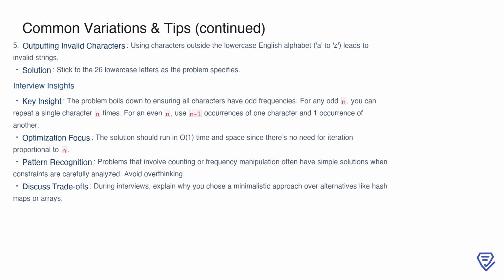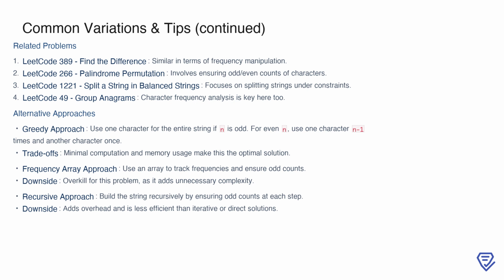In terms of optimization, the solution should run in constant time and space, as there's no need for any operations proportional to n. Finally, this problem is an excellent example of how analyzing constraints can lead to a simple solution. Problems involving character frequencies or counting often have straightforward approaches if you avoid overthinking. During interviews, it's helpful to explain why you chose a minimalistic approach, especially in comparison to alternatives like using hash maps or frequency arrays.